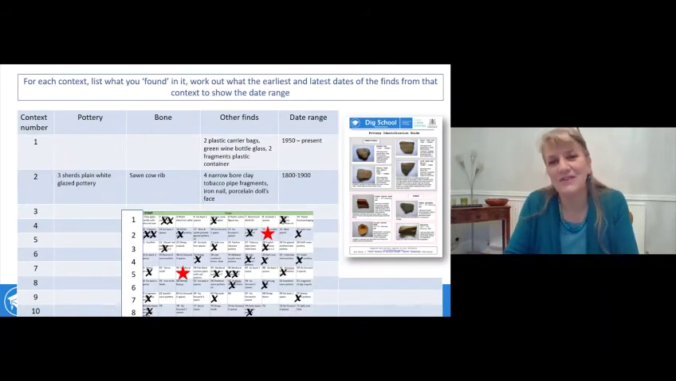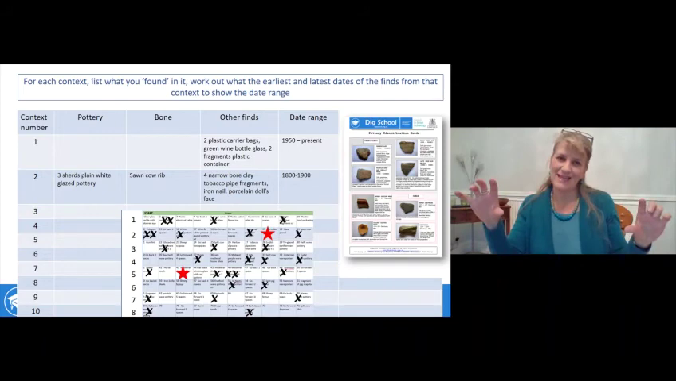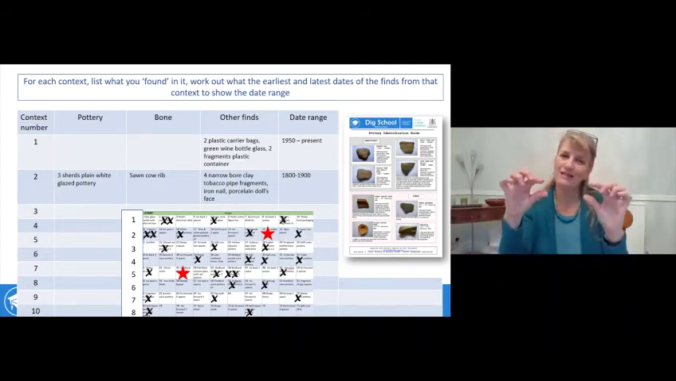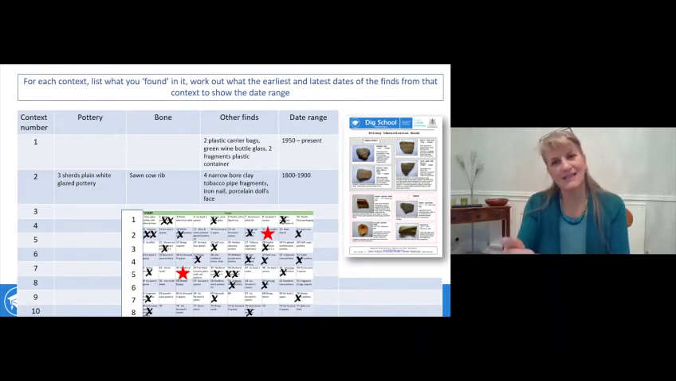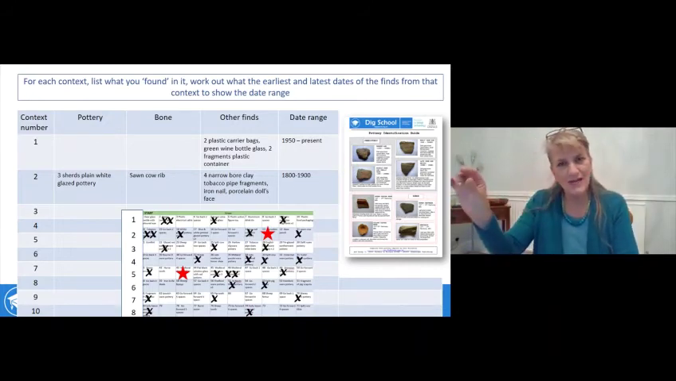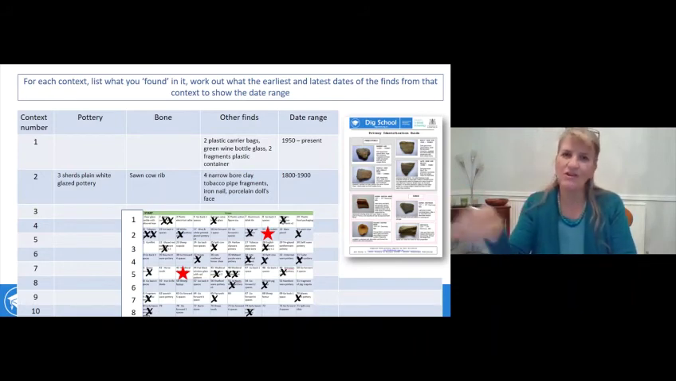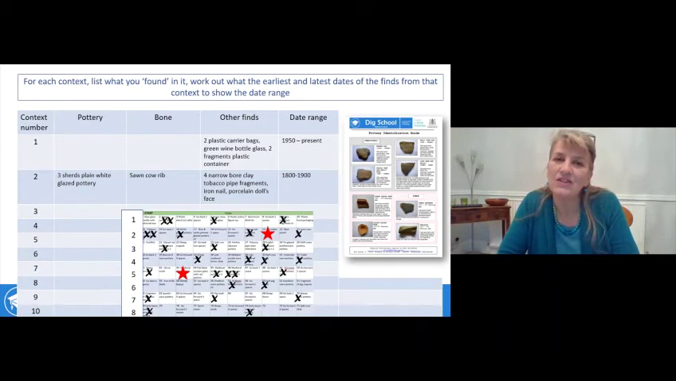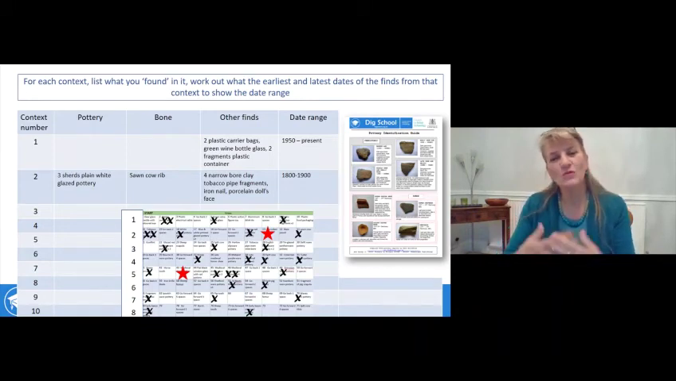So what we do then is, because we've excavated the test pit in 10cm layers, the finds are separated from different layers. In exactly the same way, on the game board that you've just been playing, your finds are in layers. So context 1 is the top row of squares, context 2 is the second row, context 3 is the third row, and so on.